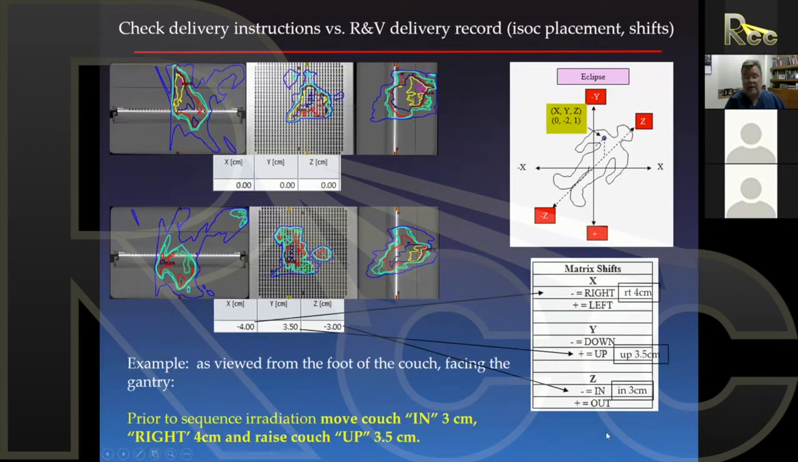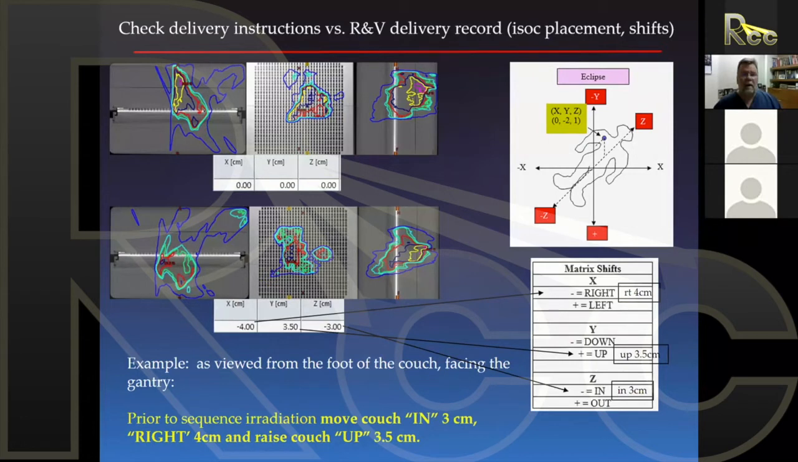So this exact sentence would be conveyed to the folks that are doing the irradiations, knowing that they're to make these shifts viewing from the foot of the couch towards the gantry. So depending on how your therapist, we try to keep it similar to what we do with the therapist. You just have to be cognizant based on your practices. If you get these backwards, then you'll get the wrong plane for analysis, and it could cause treatment delays.